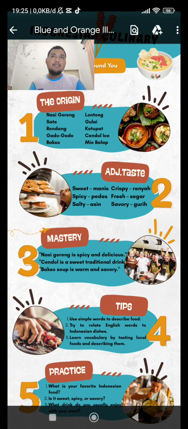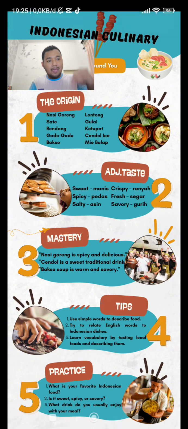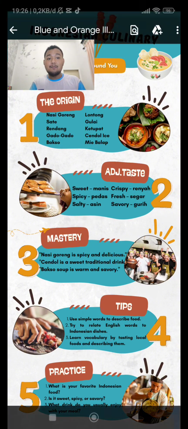present tense or something else, and they can make it step by step. For example, they need to put the name of the food and combine it with the adjective of taste. For example, in here, nasi goreng is spicy and delicious. So they will know that nasi goreng is spicy, pedas, but also delicious, dan juga nikmat.